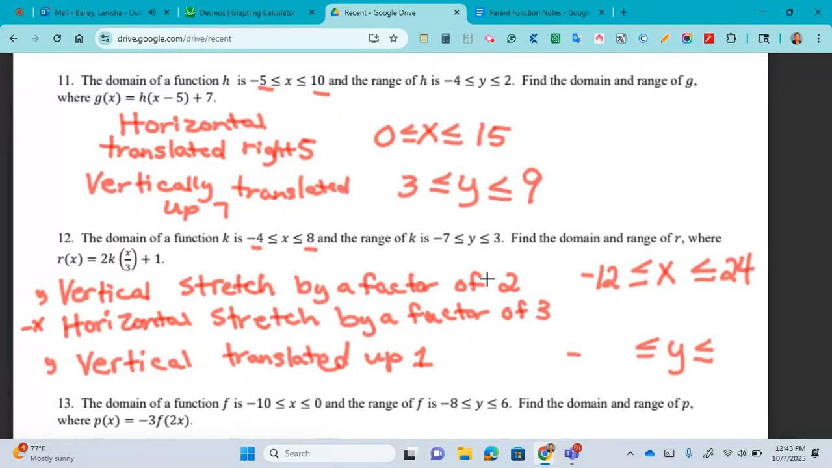So first is vertically stretched. We're going to multiply it. Negative 14. It goes up 1 unit. That's negative 13. And then our 3, vertically stretched by a factor of 2, and then translated up 1. That's 7 up 1. Any questions?